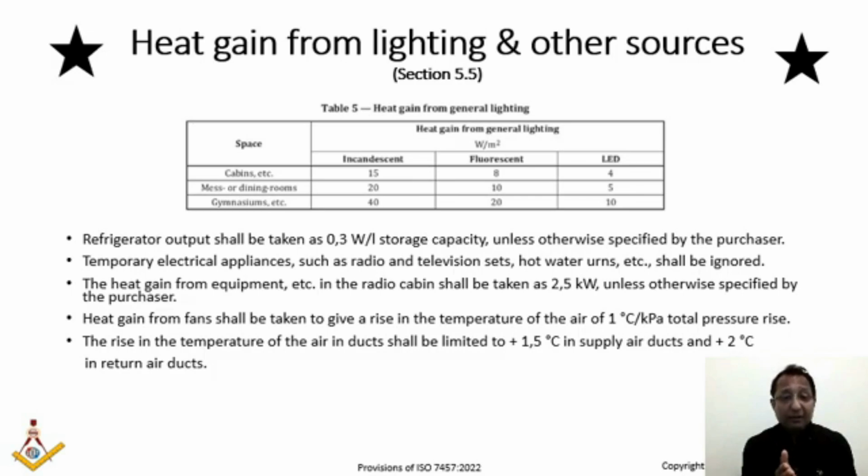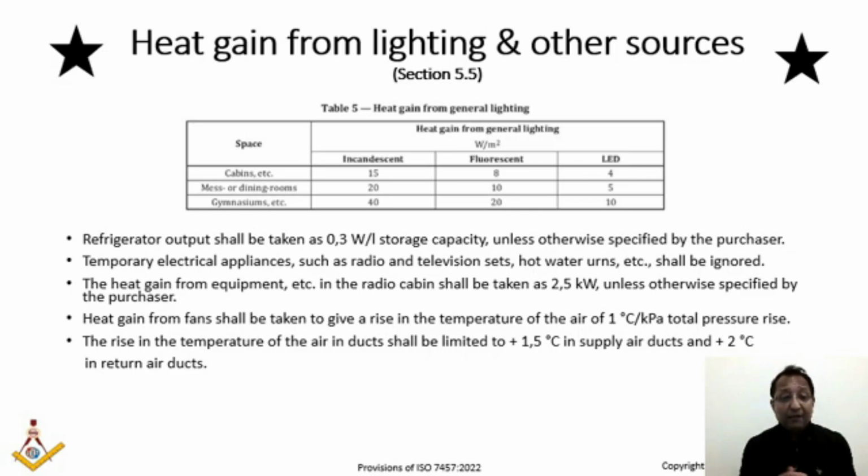And the temporary electrical appliances such as the television, radio set, boiler can be ignored, as is clearly mentioned over here. The heat gain from equipment etc. in the radio cabin shall be taken as 2.5 kilowatt. If a radio room is there, you can take 2.5 kilowatt as the heat dissipation from the equipment. It's clearly mentioned over here.